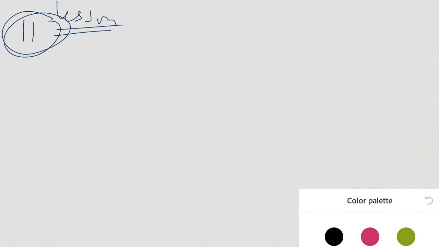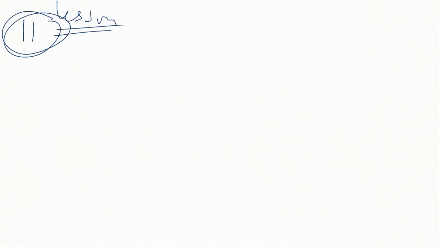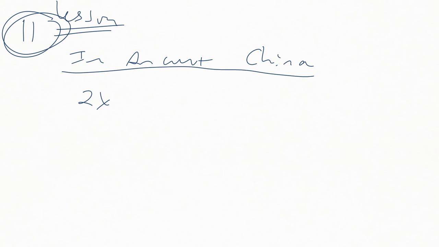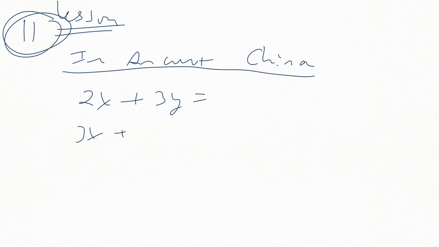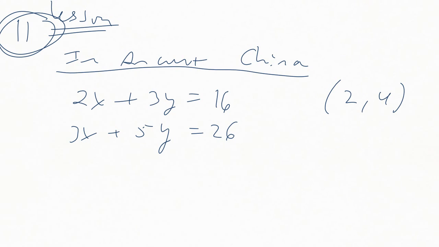That systems of equations have been around for a long time. And I'll show you how they did this in ancient China. See, I study history and math, and I really like to see when these questions first appeared. So let's just say 2x plus 3y, 3x plus 5y. It's just an example. And I'm going to make my answer 2, 4. So 4 plus 12 is 16, and 6 plus 20 is 26.